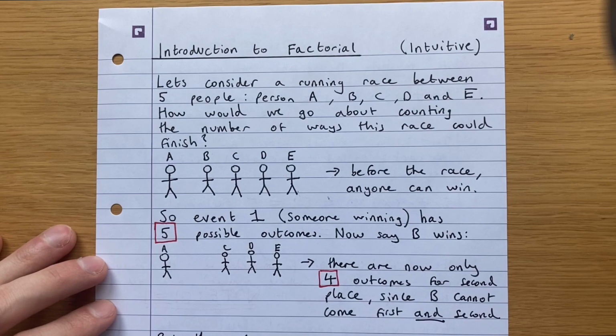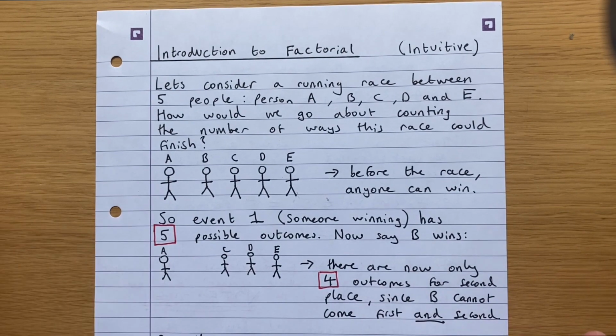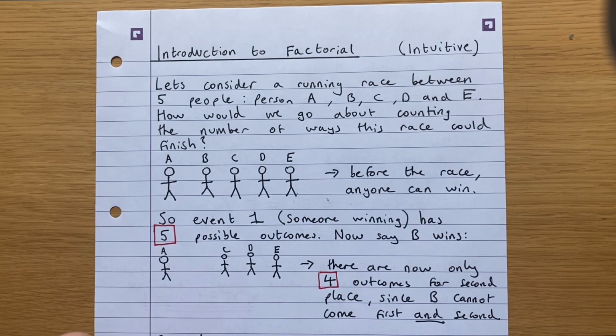Now, let's think about what happens after someone does win the race. Let's say it could be anyone, but let's say person B wins the race. Event 2 would be who comes in second place. But since B has finished the race, they're out of the race. There are only 4 possibilities for someone to come second. So there are 4 outcomes for second place, right? That's 4 outcomes to event number 2, we can look at it. So 5 for event 1, someone coming first, 4 outcomes for event 2, someone coming second.